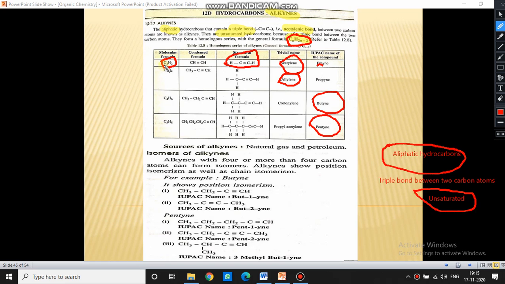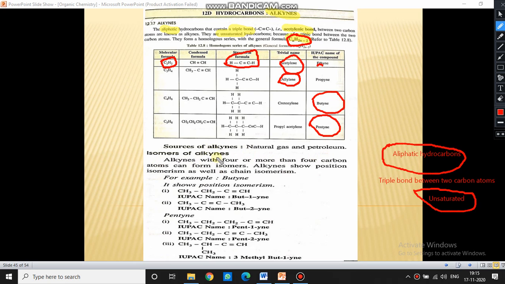So, when I say tell me the first member of the alkyne family, you do not add one carbon to it, you have to write the alkyne with C2. When I say tell me the second member, it means add one carbon, so you should write the three-carbon alkyne. Please be careful about this type of question. Now, sources of alkynes: natural gas and petroleum.